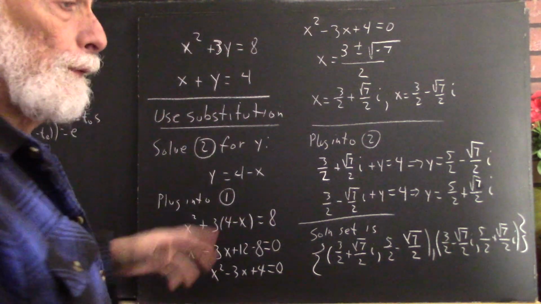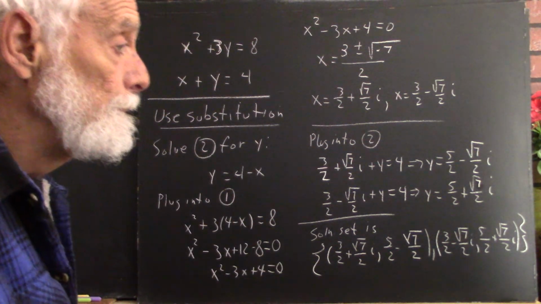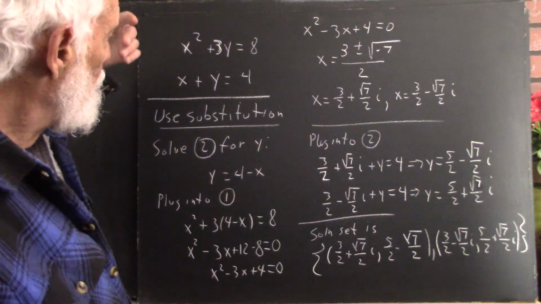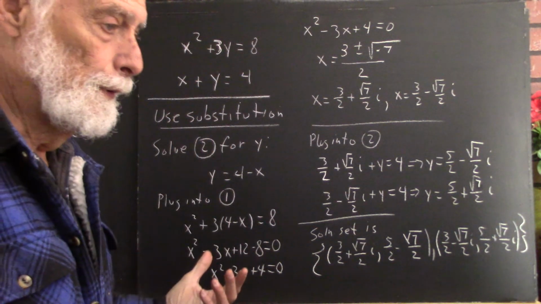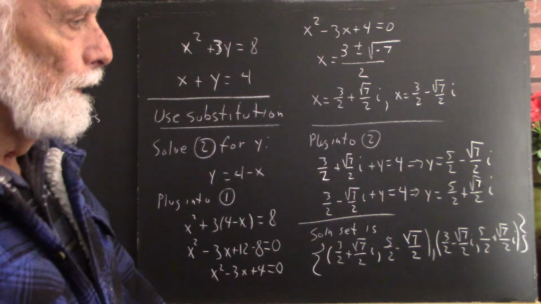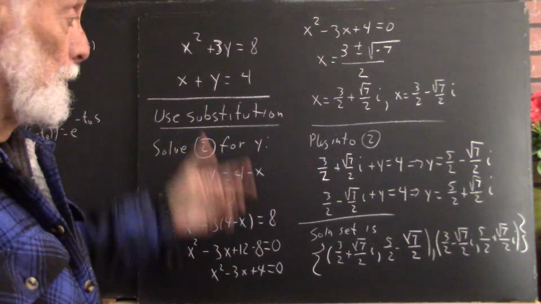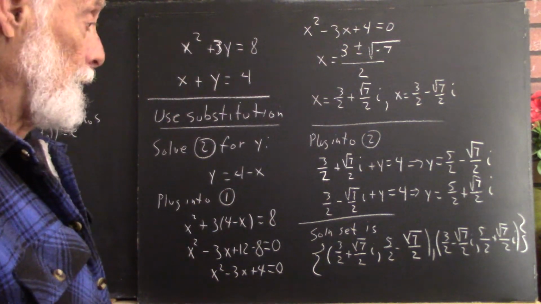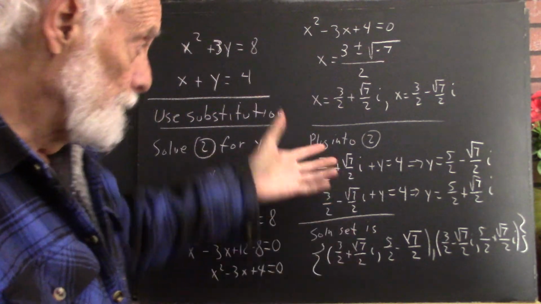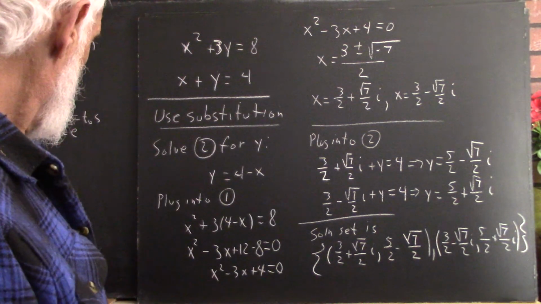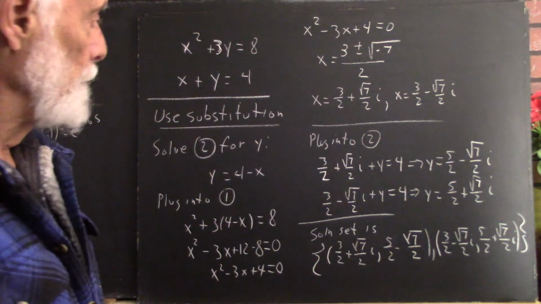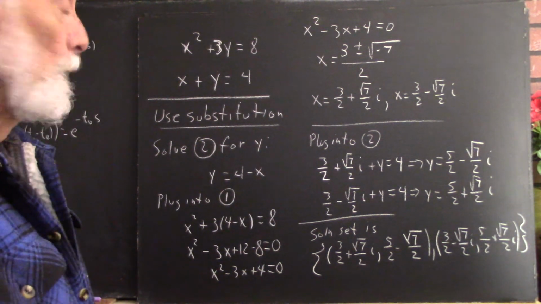The steps are straightforward. Solve one of the equations for one of the variables, and then plug that result back into the other equation. Again, I didn't intend to get the complex solutions, but they're really no more difficult than real valued solutions.